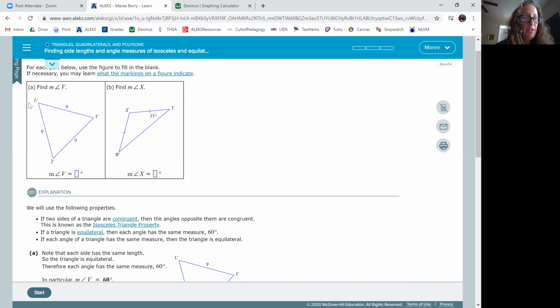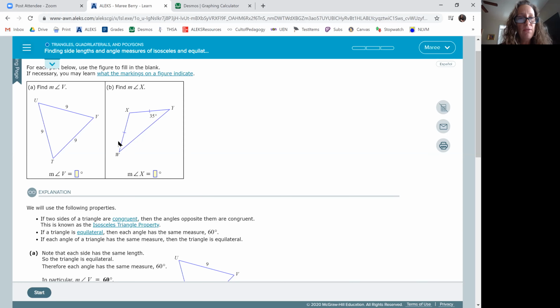Also, if you notice in this first triangle, all the sides are the same, which means all the angles will be the same. If every angle is the same in a triangle, then they're all 60 degrees because all three has to add up to 180. So in this problem, angle V is going to be 60 degrees.